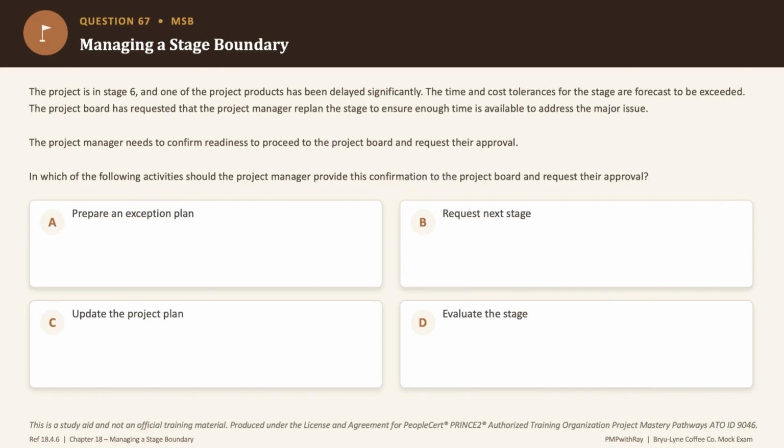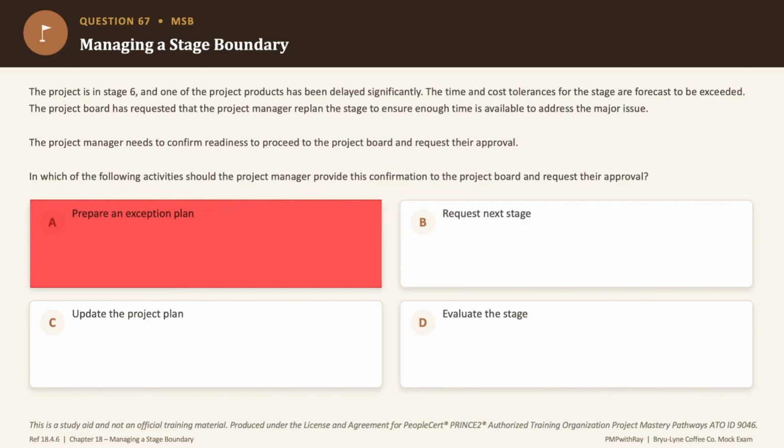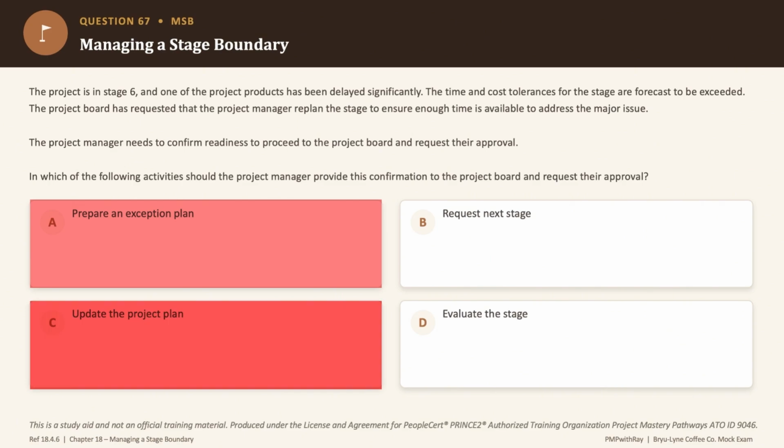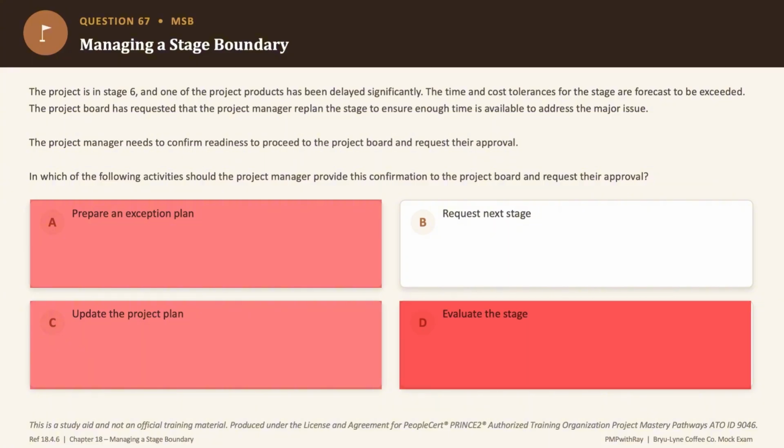Option A, prepare an exception plan is replanning the stage itself, right? That's already happened. Now this question is about what comes after that. So an incorrect answer choice. Option C, update the project plan is an internal housekeeping step. It does not involve asking the board for approval to proceed. So an incorrect answer choice as well. Option D, evaluate the stage is about reporting on what has happened, not requesting permission to move forward. Okay, so that is an incorrect answer choice as well.